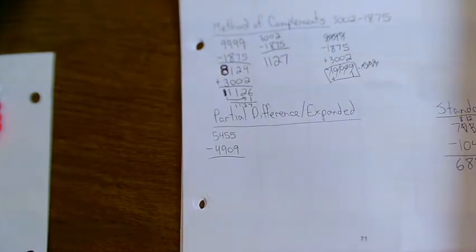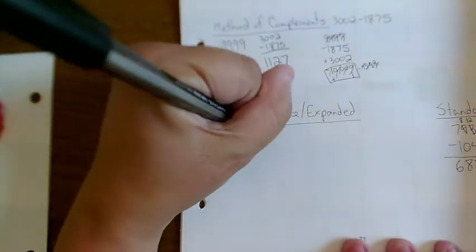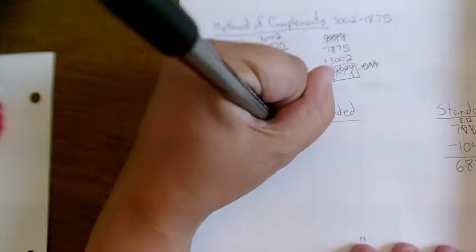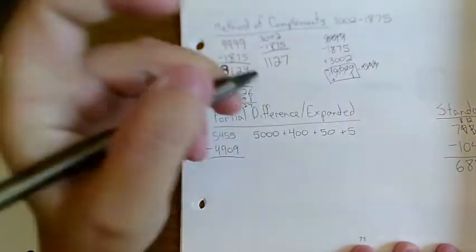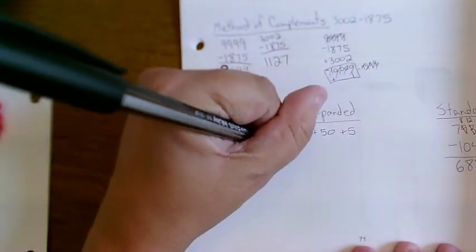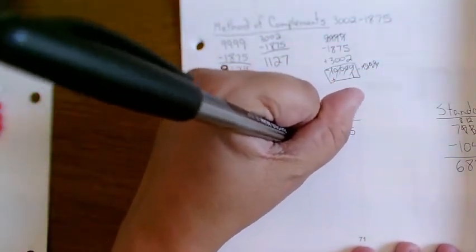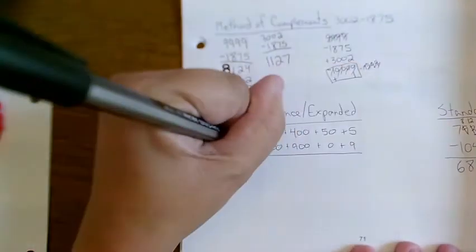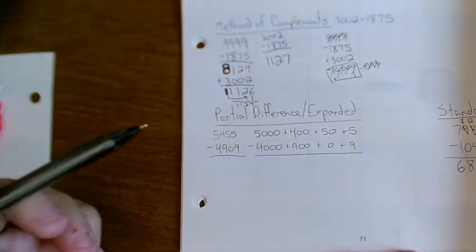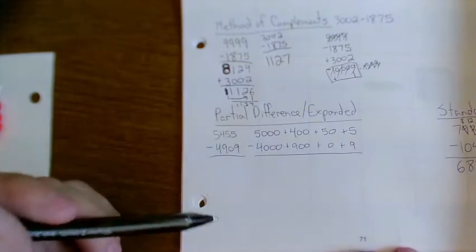So this is similar to what we did for addition. So we have 5,000 plus 400 plus 50 plus 5. And we're subtracting 4,909. Okay, so again, no regrouping. We just look at the place value.